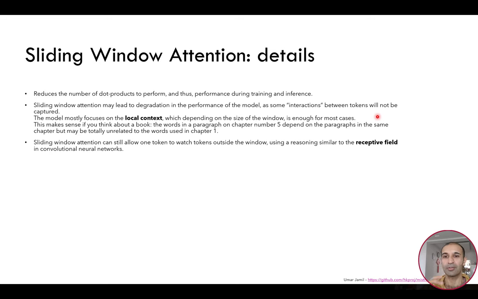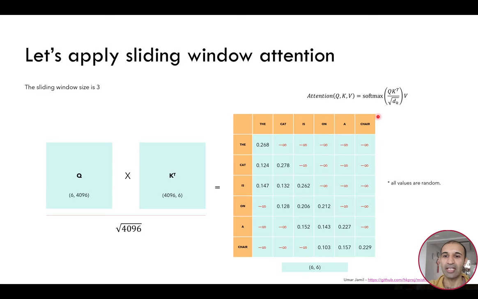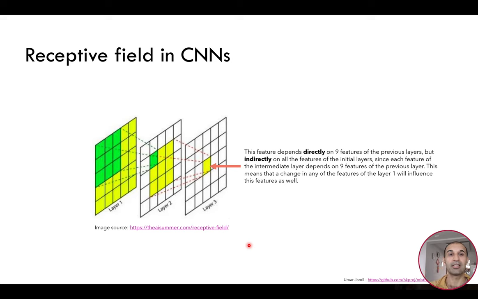But I want to introduce you to the concept of receptive field, because when we use sliding window attention, even if the word chair and the are not related to each other, in Mistral and in all transformer models we use multiple layers of encoders, and we will see that the word chair and the will still be related to each other, not directly but indirectly, in a concept that is very similar to the receptive field of convolutional neural networks. So let's talk about the receptive field.